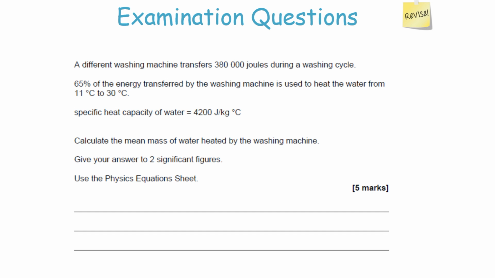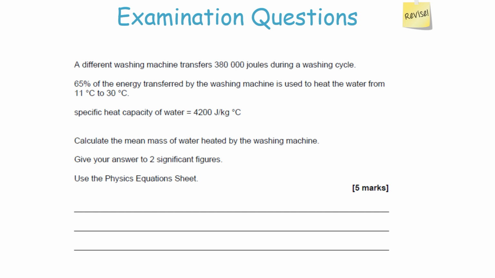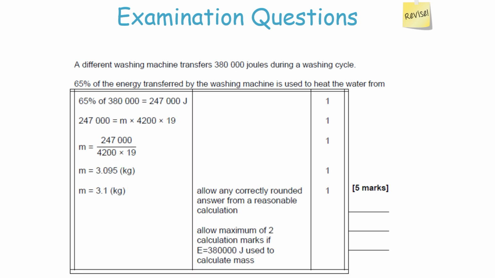joules. We can then substitute it into our equation with specific heat capacity, which you are given in your exam. So we say E equals m c delta T, and then you sub your values directly in. So it's 247,000 equals m times 4,200 times 19, which is our change in temperature, as it goes from 11 to 30. We then rearrange it, make m the subject, and we get m to equal 3.095 kilograms. It wants two significant figures, so 3.095 is equal to 3.1 kilograms.